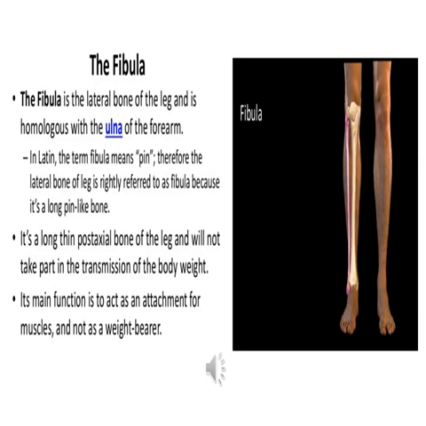In Latin, the term fibula means pin. Therefore, the lateral bone of the leg is referred to as fibula because it is long like a pin. It is a long, thin, post-axial bone of the leg. It is not involved in the transmission of the body weight and it does not take part in the formation of the knee joint. Its main function is to act as an attachment for the muscles and it is not a weight bearer.